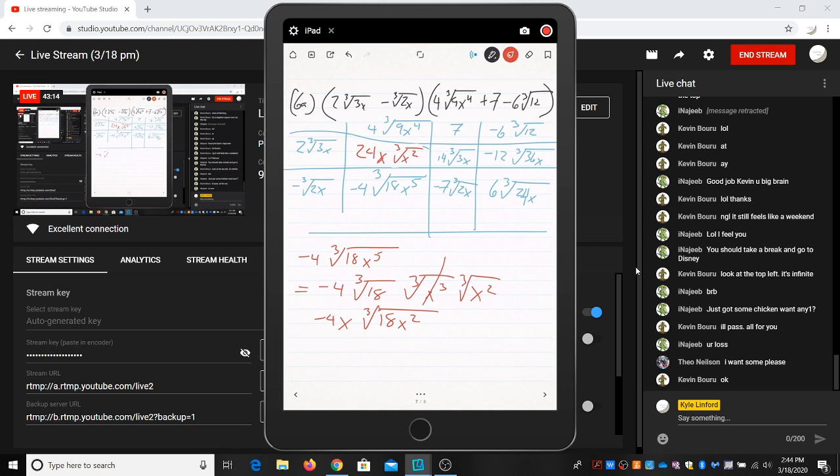So I guess we could go and pull out the variable. Let's be careful with that and make sure we get all this fully simplified. So let me erase this and put the simplified version in its place. Negative 4x cube root of 18x squared.